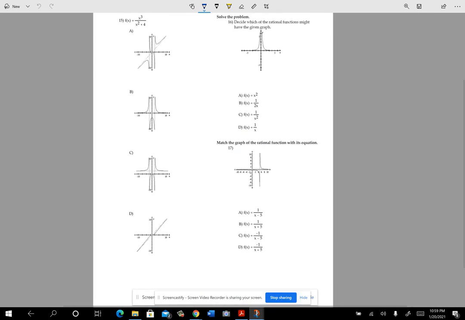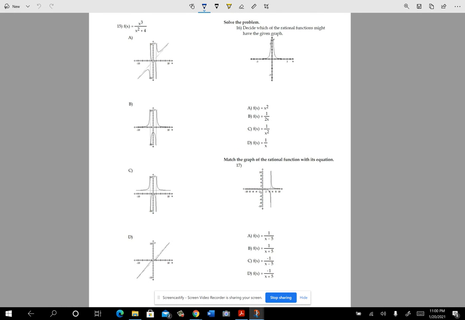All right, and this is x to the third over x squared plus 4. Okay, so the degree on top is one more. So you're going to have a y equals mx plus b. Notice if you were to divide, it would be a positive x, so you know it's going to have a slant asymptote of some sort that goes up. Okay, so this guy's out and this guy's out.